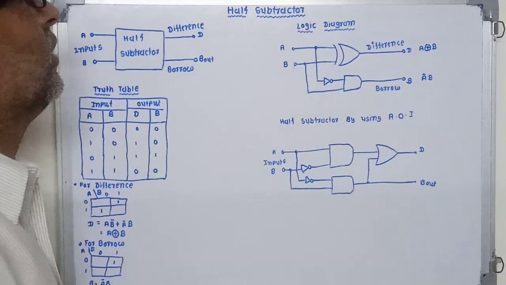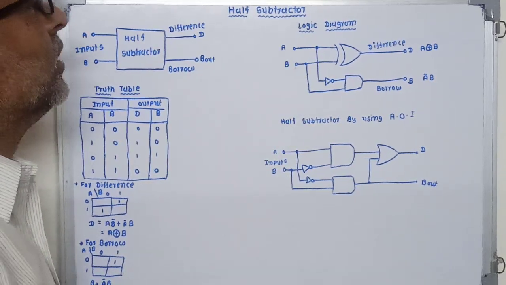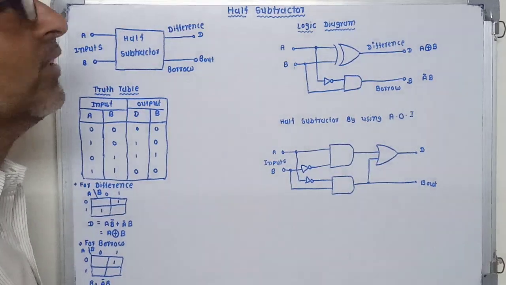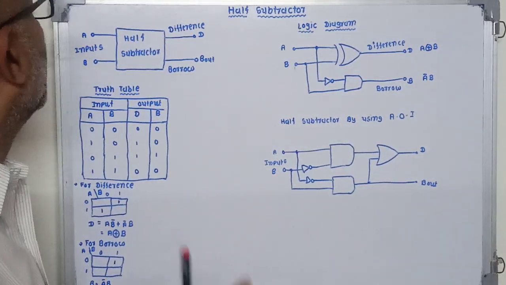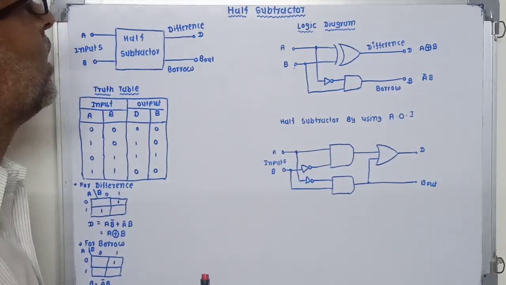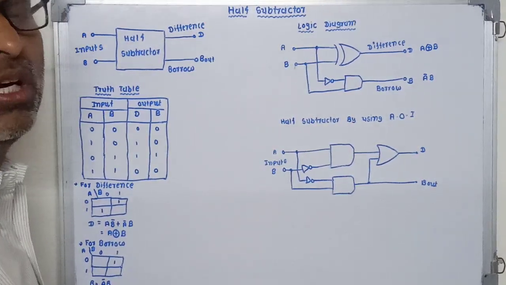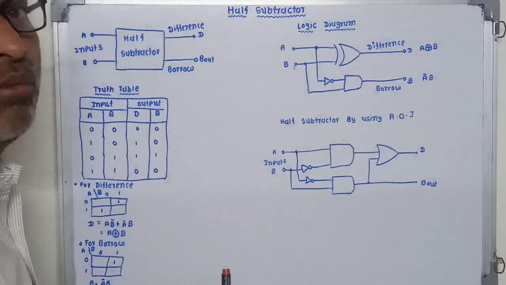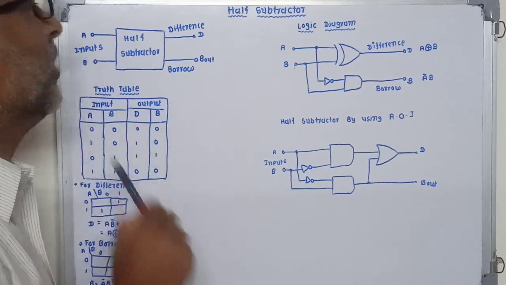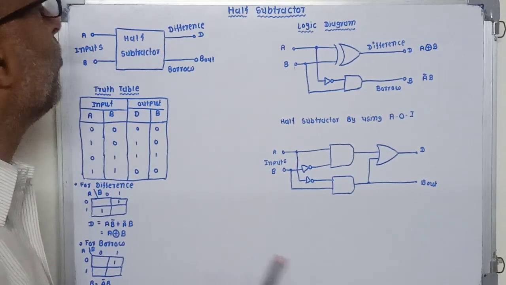Half subtractor. A half subtractor is a combinational logic circuit with two inputs and two outputs. The half subtractor circuit is designed to subtract the value from the given input. So here we are giving two inputs, A and B, which are required to subtract.